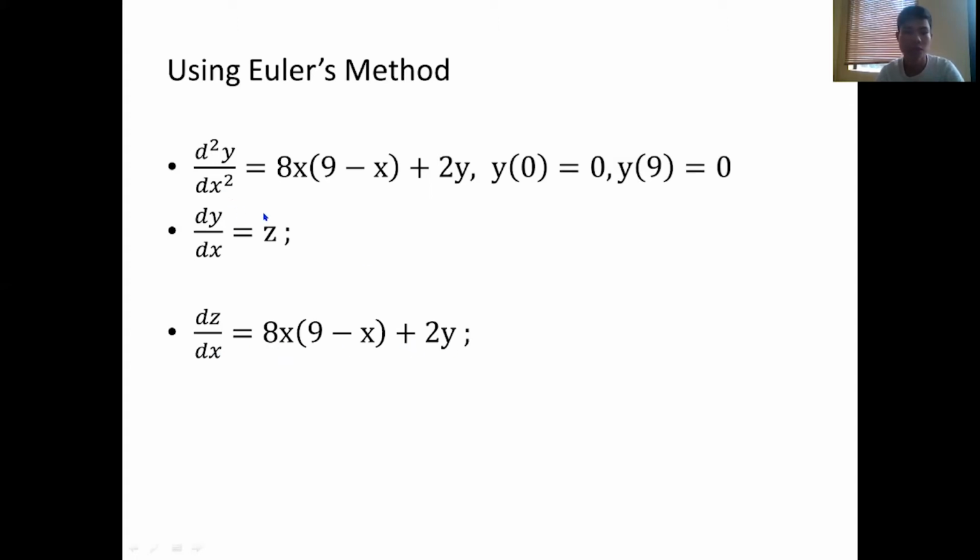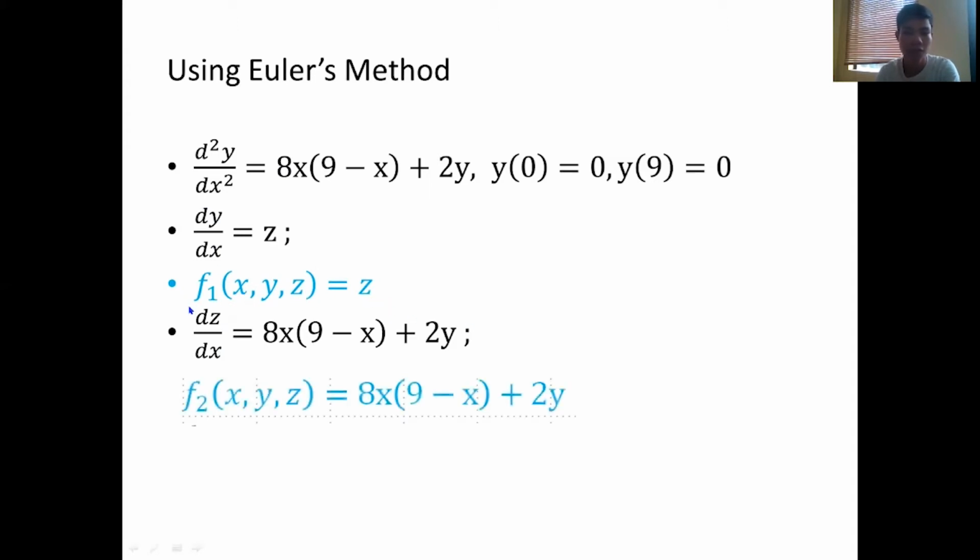So now that we have these two equations is what we are going to use for solving this problem. We have now two first order ODEs. So the first equation will give us a function 1, which is the function of x, y, z is equals to z. And the equation 2 will give us the function 2, which is the function of x, y, z is equals to 8x times 9 minus x plus 2y.